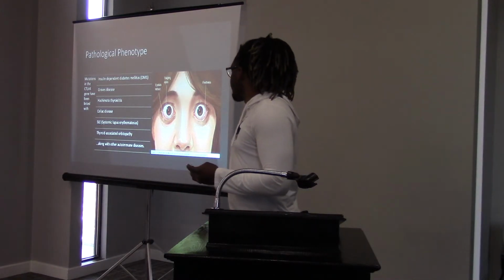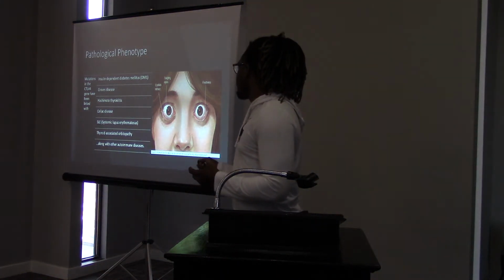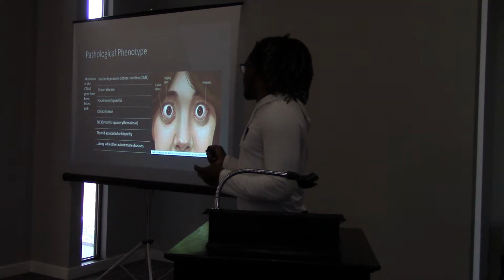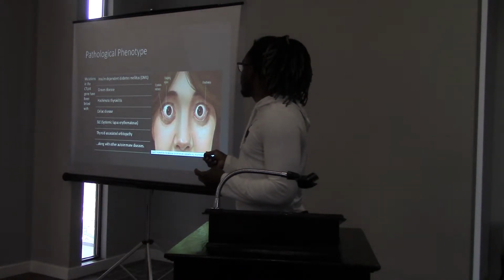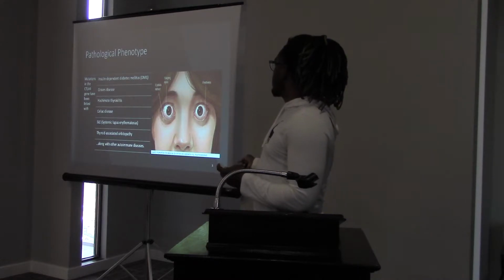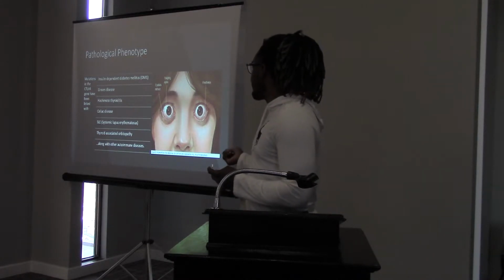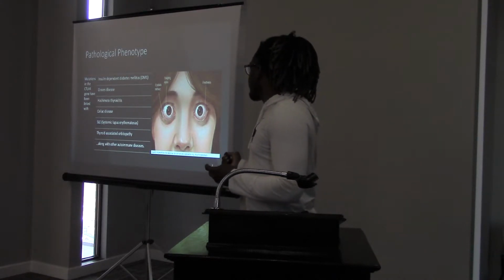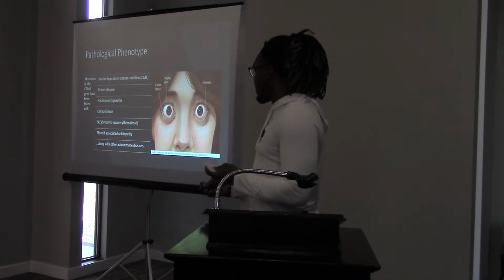So the pathological phenotype of this. Mutations in the CTLA4 gene have been linked with insulin-dependent diabetes mellitus, so DM1, Graves' disease, which is what you see over here. That is what happens if Graves' disease goes untreated for a very long time. Hashimoto thyroiditis, celiac disease, SLE, thyroid-associated orbitopathy, and other autoimmune diseases.